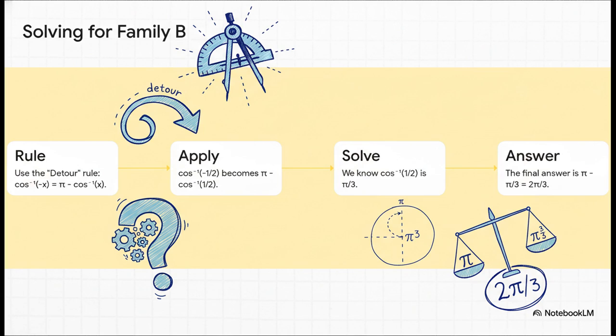All right, now for family B, we've got the inverse cosine of -1/2. Now remember, this is a detour function. We can't just pull the negative out front, no way. We have to use its special rule, which is pi minus the inverse of the positive version. So it becomes pi minus the inverse cosine of 1/2. We know the inverse cosine of 1/2 is pi/3, so we just do the math. Pi minus pi/3 gives us a final answer of 2 pi/3.